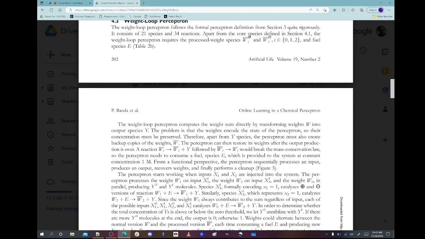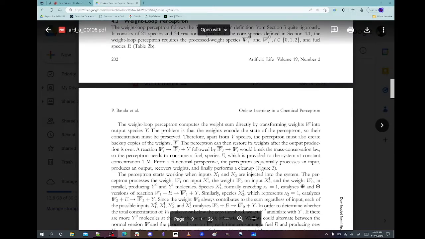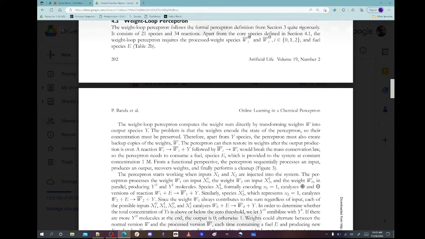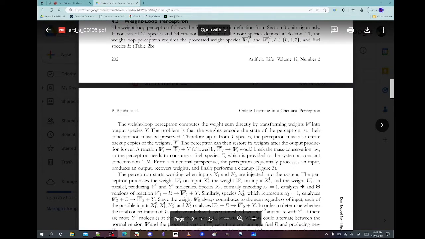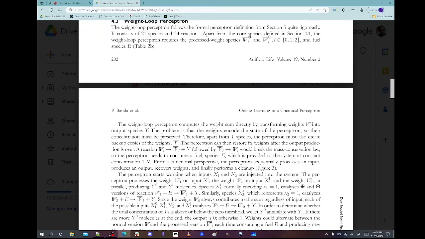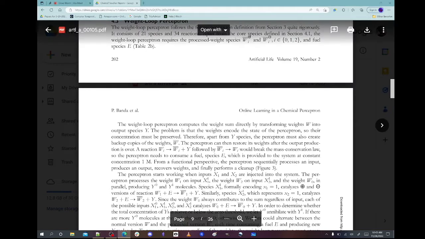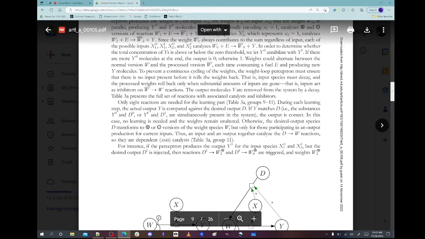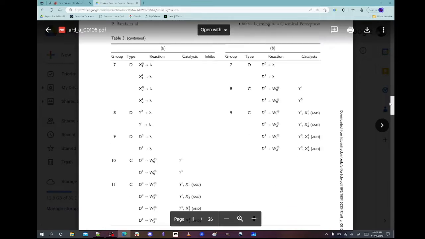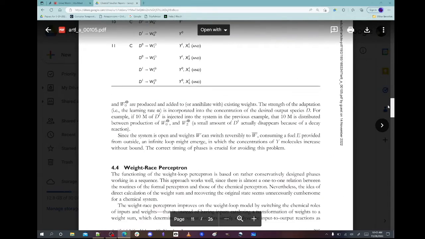The problem is that the weights encode the state of the perceptron, so their concentration must be preserved. Apart from Y species, the perceptron must also create backup copies of the weights. The perceptron can then restore its weights after the output production is over. And so this works by preserving information and re-encoding it. So they give a table with all these different weights in it.